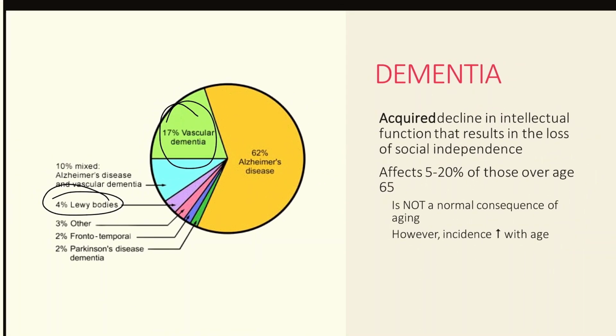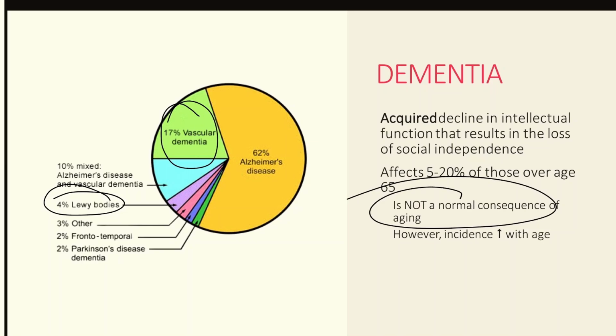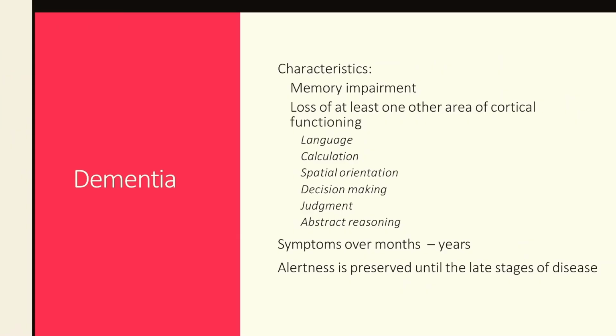Here's the key thing. Dementia is not a normal response of aging. Yes, people with age will become forgetful, but there is a clear difference between forgetting things and dementia. But the incidence does increase with age. So as you get older, the incidence goes up, but that doesn't mean that you're going to get it. Characteristics: memory impairment. Most of the time, it's going to be a family member that notices it and will bring it up at the doctor's office. Usually the patient themselves won't notice their memory problems.